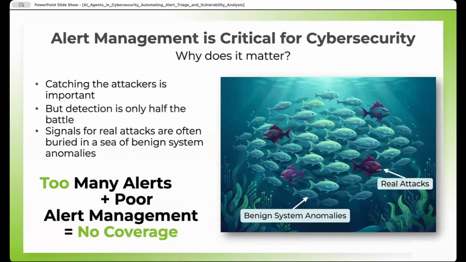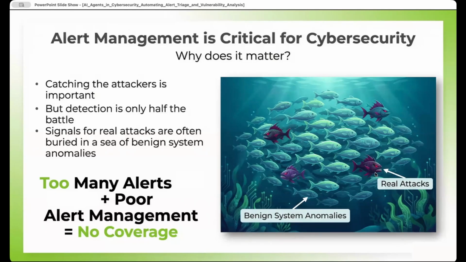Alert management is critical for cybersecurity. So why does it matter? You can think of a school of fish, where each fish represents an alert. Some alerts can be banal; they don't hurt the system or the user experience. And some alerts are kind of critical failures, right?